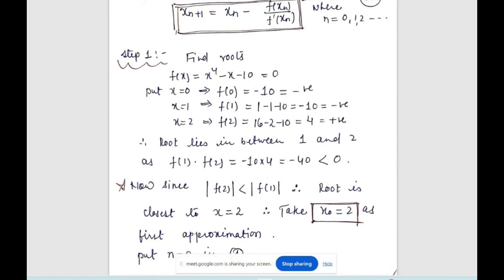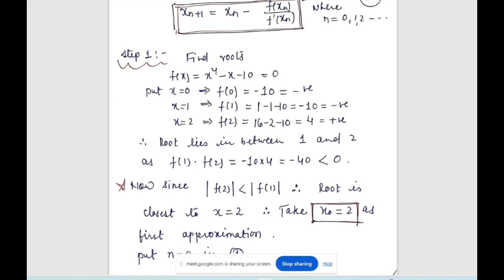This is the question. Find the root of f of x equals x to the power 4 minus x minus 10 equals 0. This is a simple algebraic equation, not a transcendental equation. But it is not easy to find the value of x because the power of 4 is given, and you can't use the hit and trial method here. You can't use splitting the middle term. So you have to use some numerical technique, which is, you can say, the NR method.